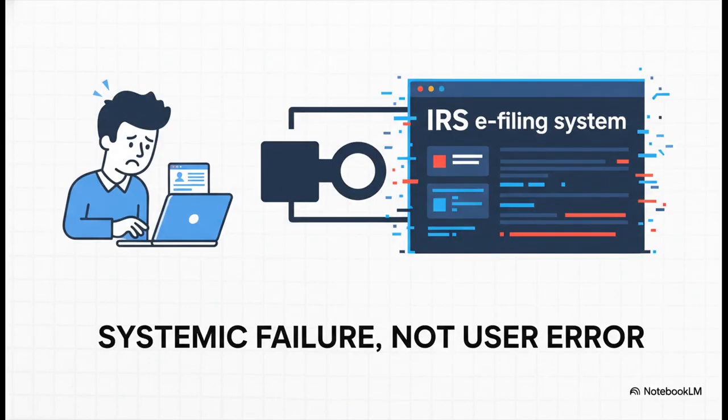And this is the most important thing to get right off the bat. This is not your fault. It is a system-level problem. It's a clash between the law, which says you have to report your income from all over the world, and the technology, the e-filing system, which was designed with only U.S. income in mind. So that frustration you're feeling, it's completely justified.